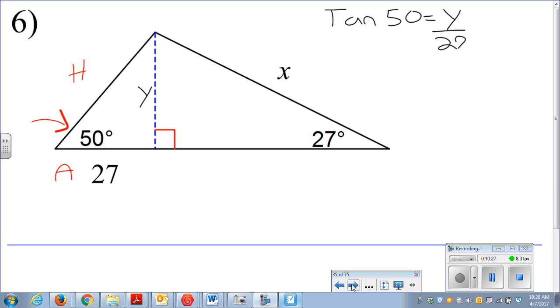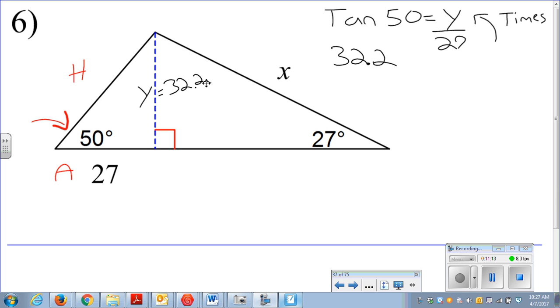Step 3, decide to multiply or divide. Since my unknown, my y in this case, is in the numerator, I'm going to multiply. And now that I have the y here, I'm going to type that in my calculator. It'll be 27 times tan of 50, and I get 32.2. So now I know my measurement in the middle here is 32.2.